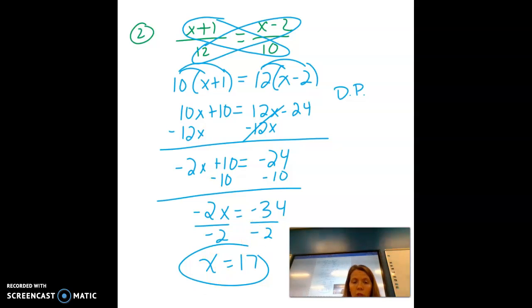Okay, so now what you're going to do is you're going to go on to Go Formative, and you are going to practice 4 problems. You're just going to type in the answer, and I'll tell you if you got it right or not.